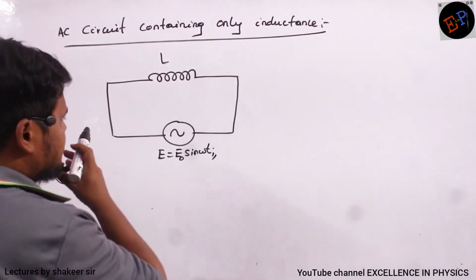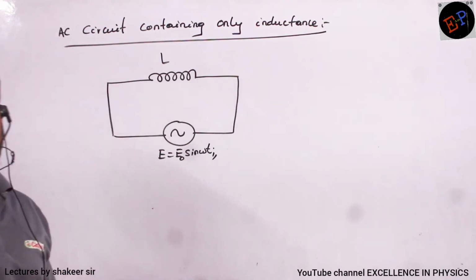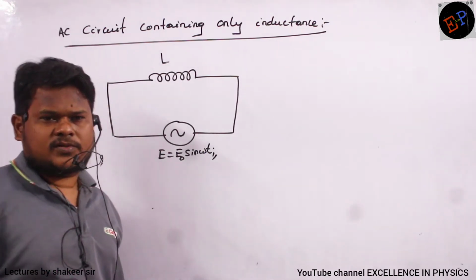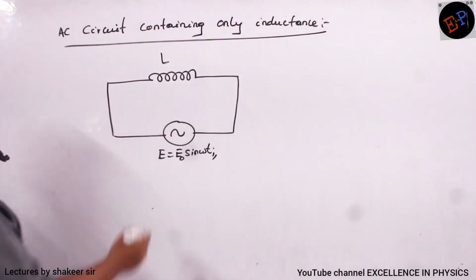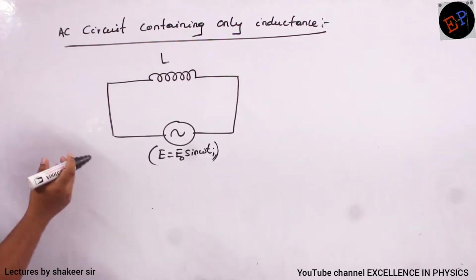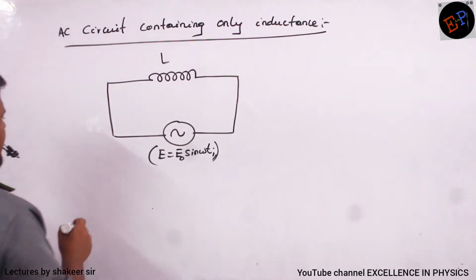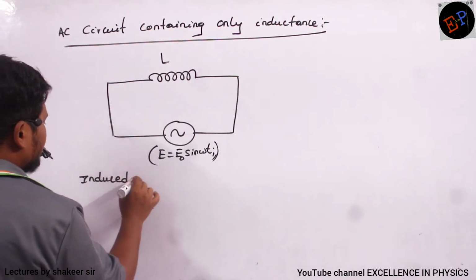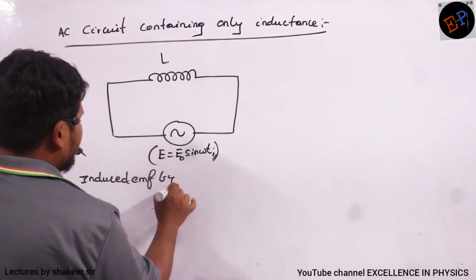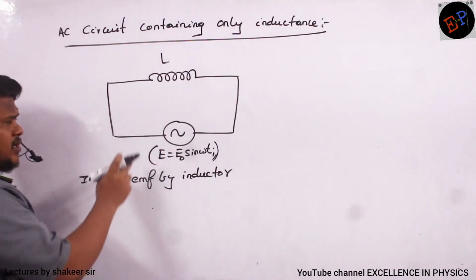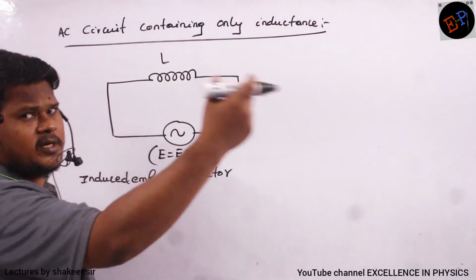So now we are studying the circuit which consists of only inductor only. Resistance is not present. Capacitance also it is not present. Clear? Now we are writing the equation of supply voltage. I want to derive equation of current. So induced EMF by inductor. First of all, why this inductor will induce EMF? Can you say?